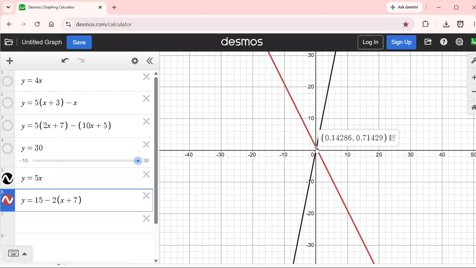Okay. 0.1 divided by 7 is 0.14286. So anyway, that's what it looks like graphically. All right. And that's how we got those answers.